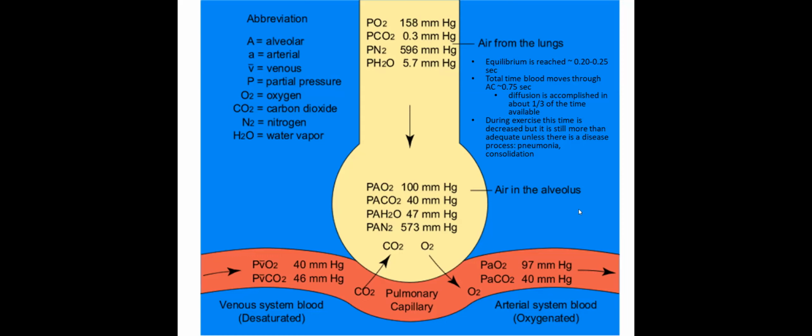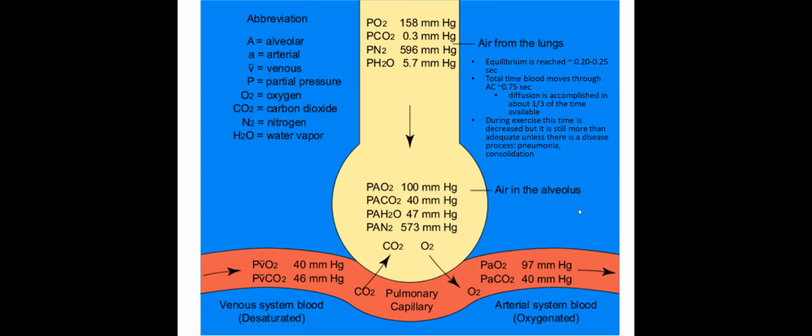Now, on the left side of this screen, when we're looking at the capillary, you can see PV̄O2, and here you see a line over the V. That represents mixed venous. So this is the partial pressure of mixed venous oxygen, and it's 40. So this is coming from the body to the alveolus to get oxygenated. And we have a partial pressure of mixed venous carbon dioxide of 46 millimeters of mercury.